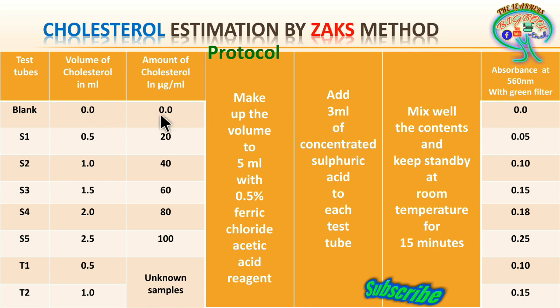Now for the blank, we are going to add directly 5 ml of the ferric chloride and 3 ml of the sulfuric acid. So we are going to add the complete volumes which have been recommended here to the blank. So the blank doesn't have any standard solution or sample. It is going to have only the ferric chloride reagent and the concentrated sulfuric acid.